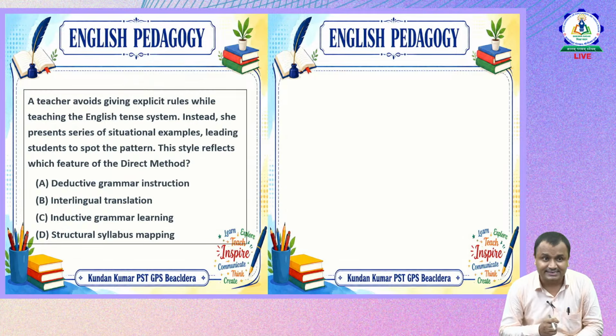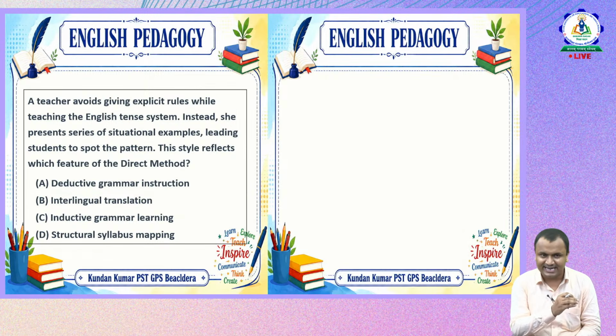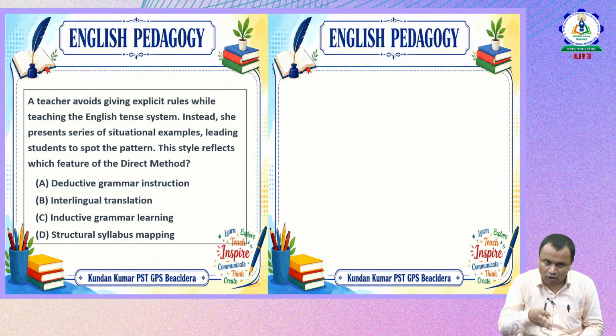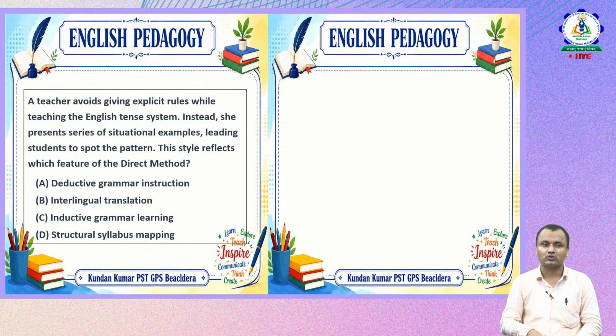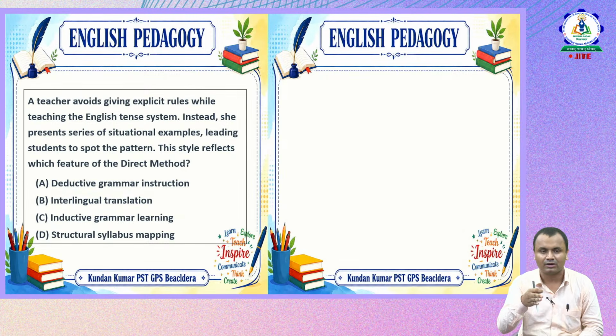A teacher avoids giving explicit rules while teaching the English tense system. Instead, she presents a series of situational examples, leading students to spot the pattern. This style reflects which feature of the direct method? When we give a series of situations, a series of examples, a series of contexts and ask the student to find out the pattern and reach a rule on their own with the help of the teacher, we follow inductive grammar learning.